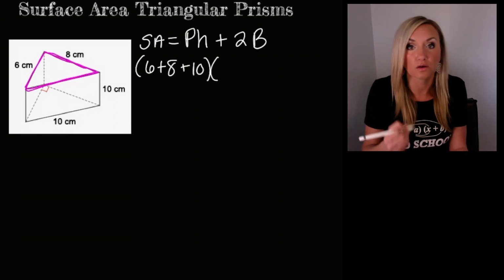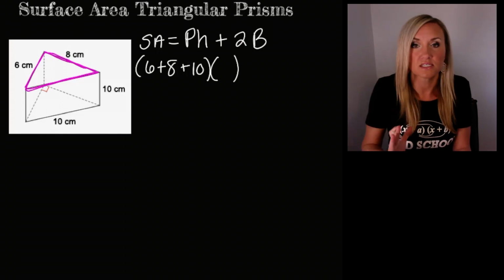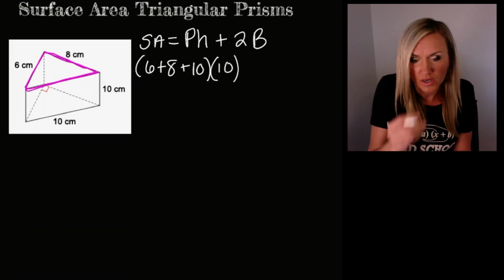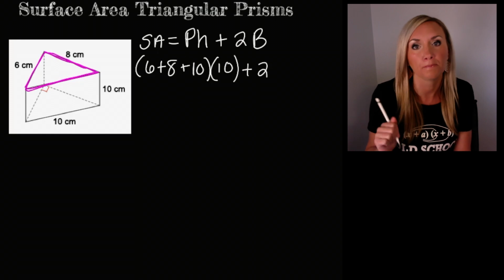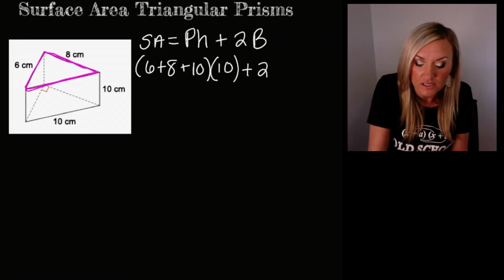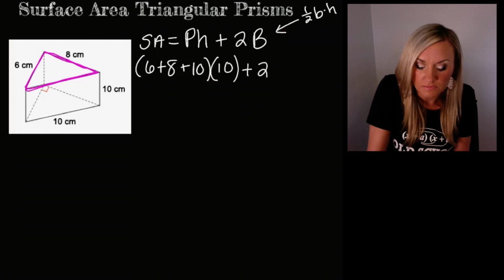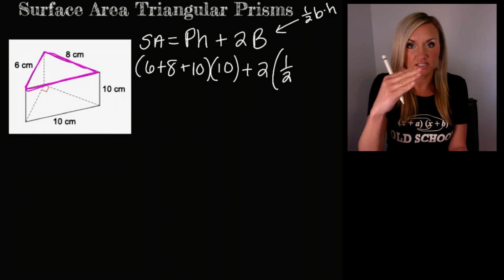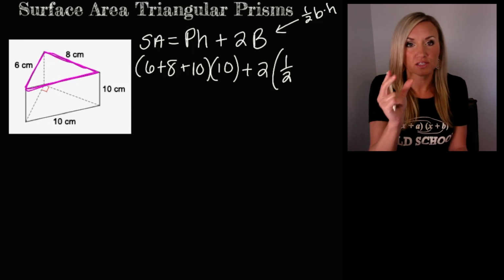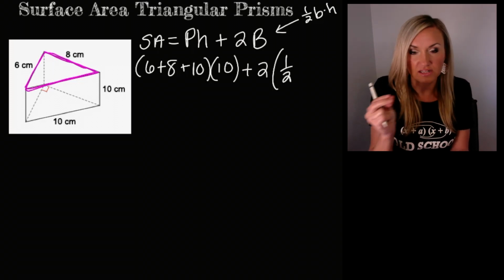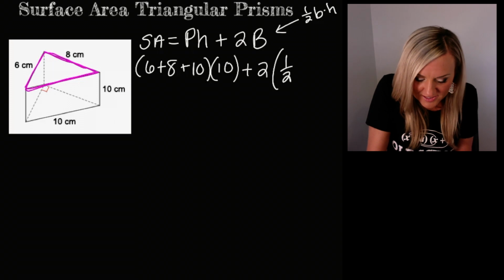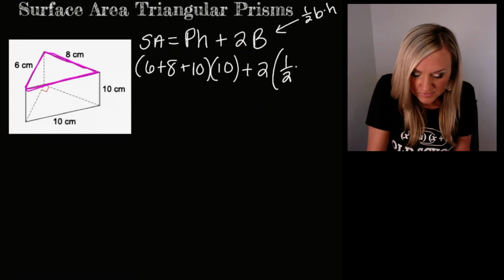Times the height of the prism, how tall the prism is, the distance between those 2 triangles, and that is 10, plus 2 times B, and remember capital B is the area of the base. Since the base is a triangle, our area is 1/2 base times height. So it's going to be 2 times 1/2, and then the base and the height are the 6 and the 8, because they are the 2 sides that meet at the 90 degrees. That's going to be the base and the height of our triangle, so it'd be 1/2 of 6 times 8.